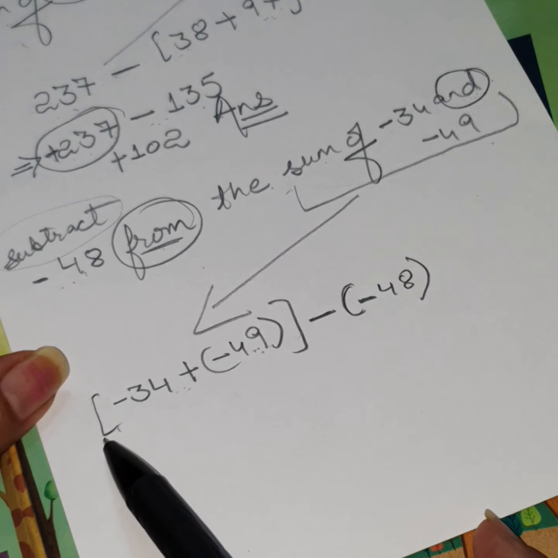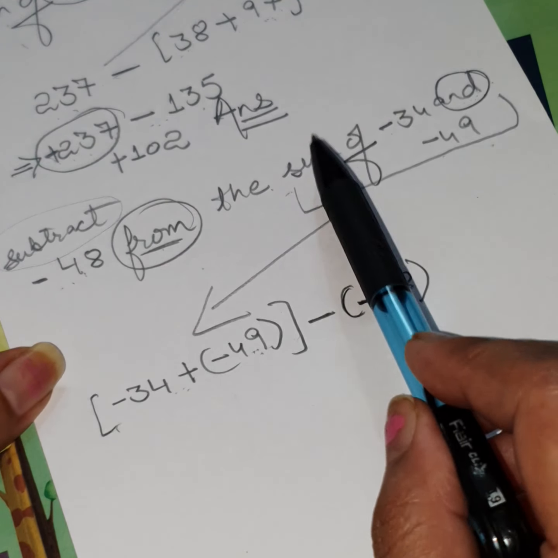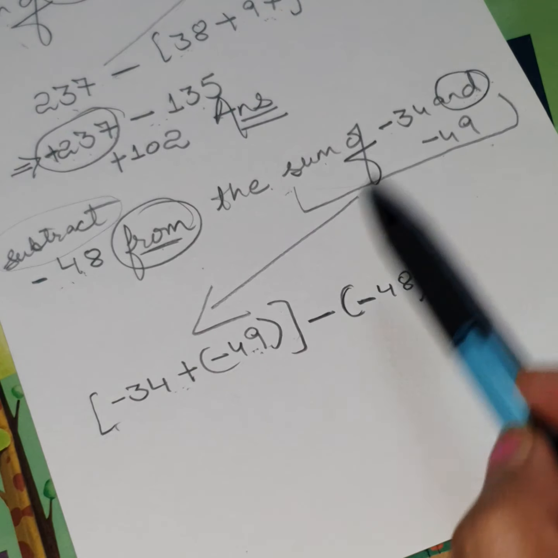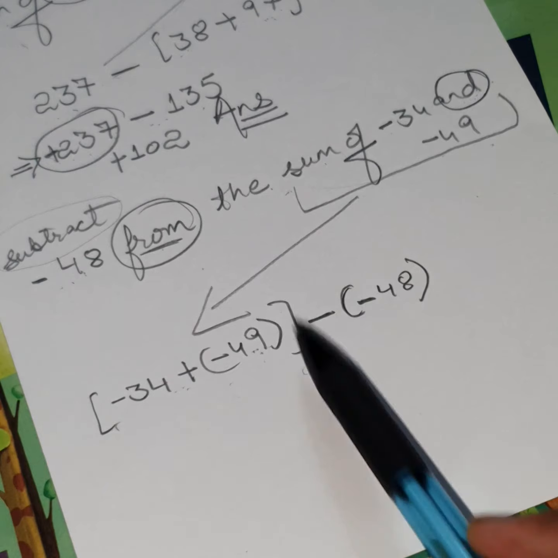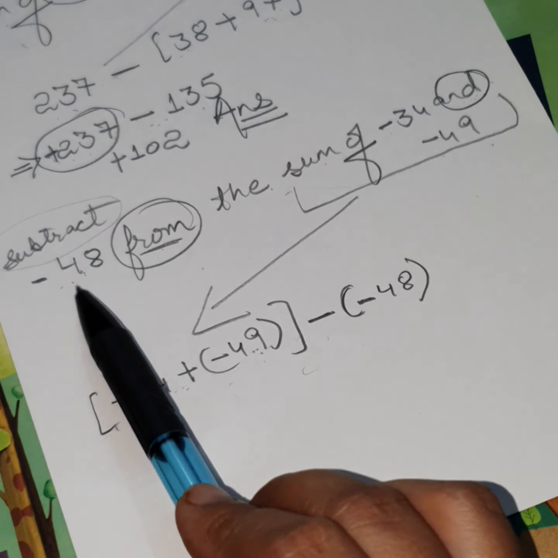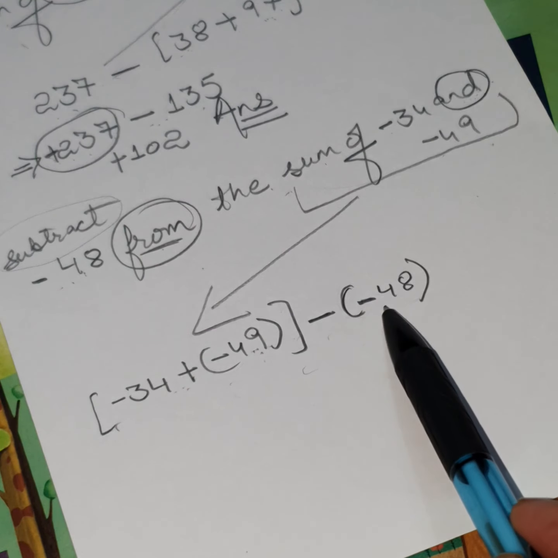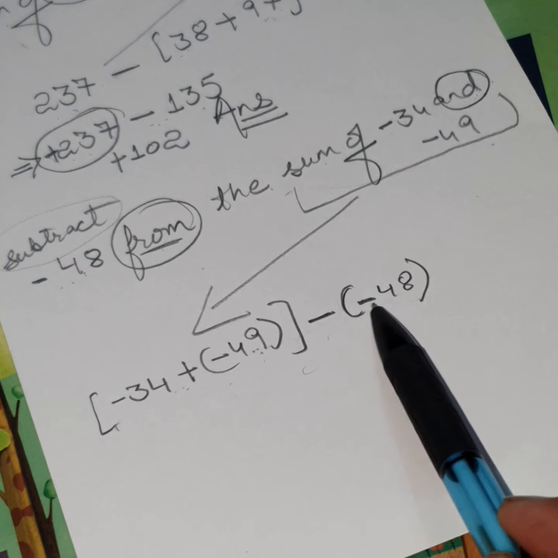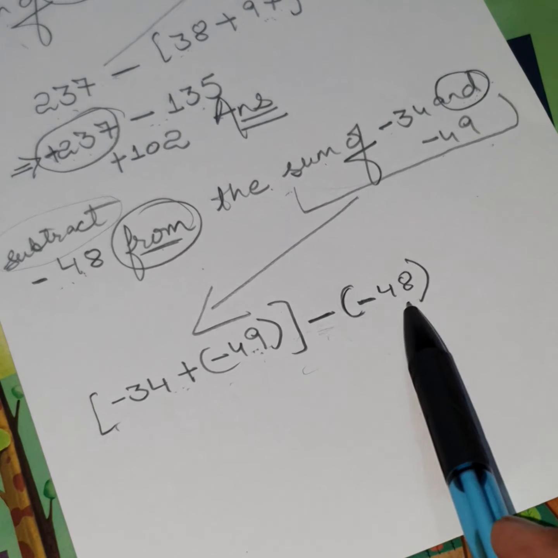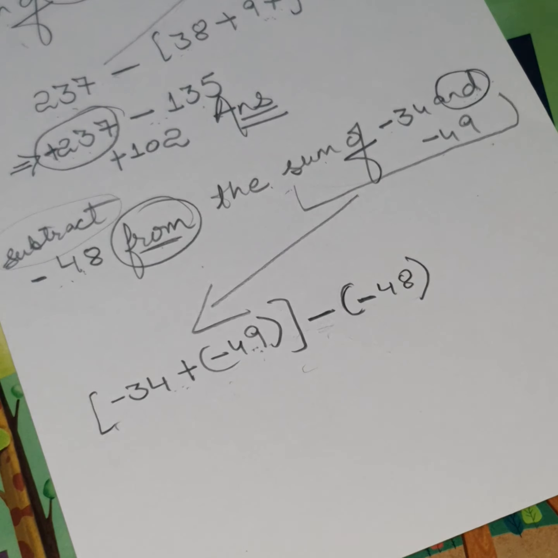Fine. So make the bracket minus 34 plus, because it is sum, प्लस का साइन क्यों आया है, क्योंकि यहाँ पर सम बोला है, तो प्लस, then second integer is minus 49, close the bracket, subtract. So in between minus sign will come, and what we have to subtract? We have to subtract minus 48. So again one bracket will come because two signs we cannot put together. This sign is of subtraction, and this minus 48 is as it is given in the question. Okay, now I hope it is clear.